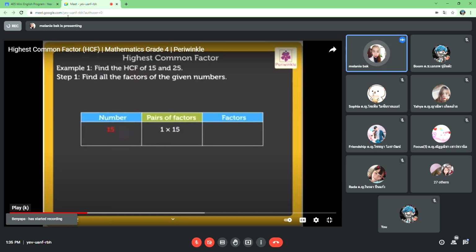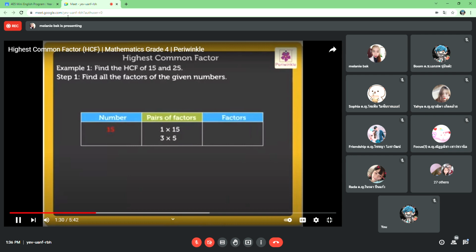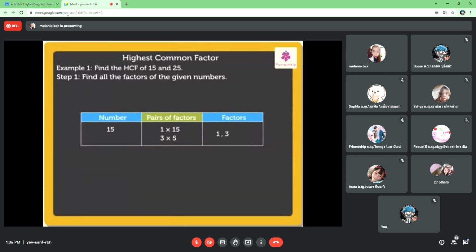What else, children? What two numbers are you going to multiply so that the product would be 15? Aside from 1 and 15, what else? 5 and 3. Let's see if your answer is correct. 3 times 5 is equal to 15. Great job.